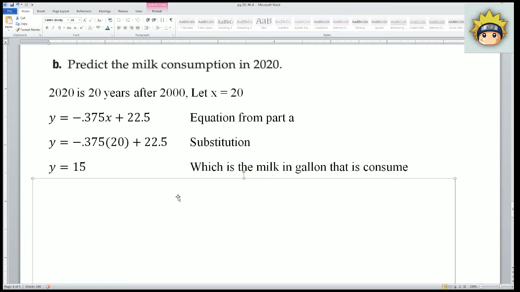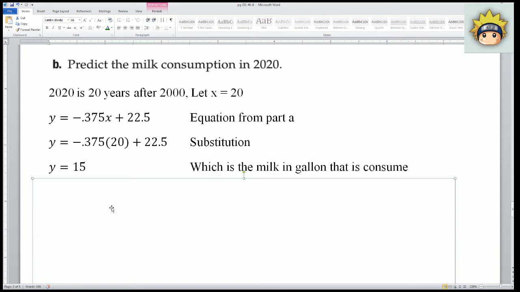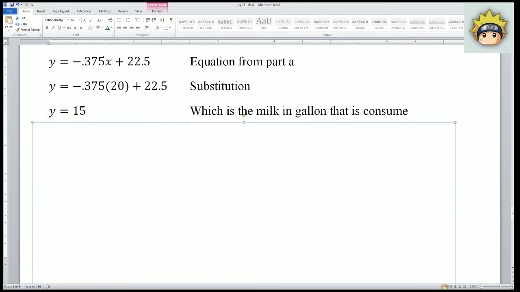What y equals 15 means is, what does y mean? y refers to the consumption of gallons. So y equals 15, which means this is the amount of gallons of milk that is consumed. Okay.